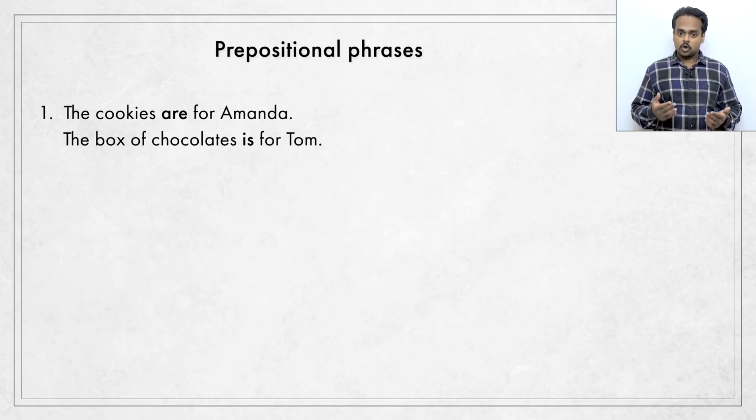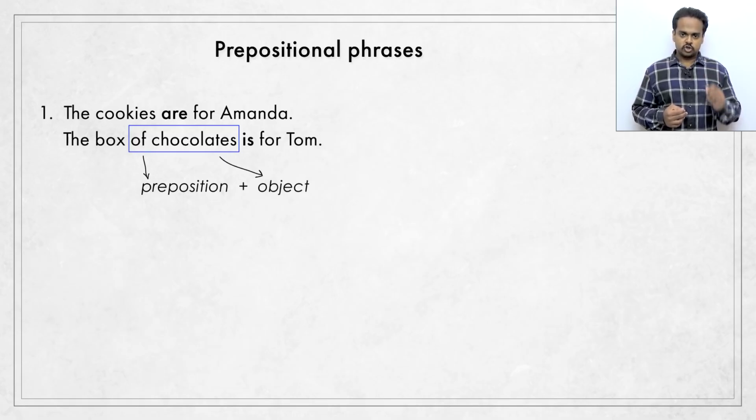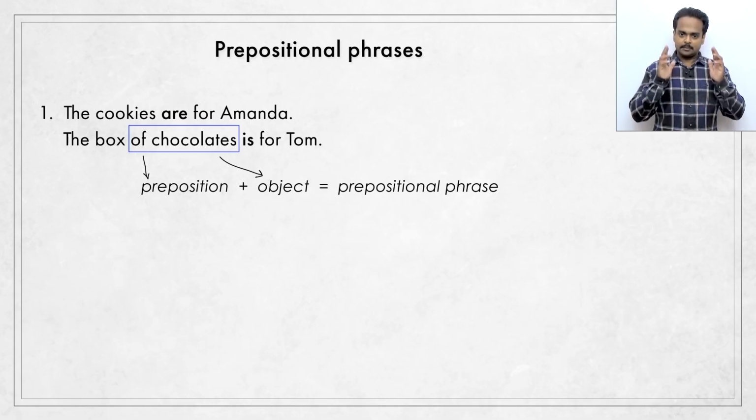But how come? Cookies is a plural noun, and chocolates is also plural. Yet we have are in the first place and is in the second. So what's going on here? Well, with cookies, it's easy. Plural subject, so we say are. But in the second sentence, we have box of chocolates. Here we see a preposition of, and we see that it has an object, chocolates. So of chocolates is a prepositional phrase. This phrase gives information about the box. It tells us what type of box it is.